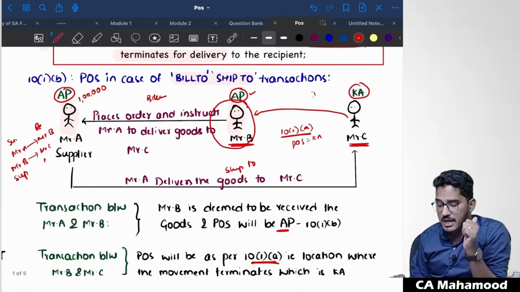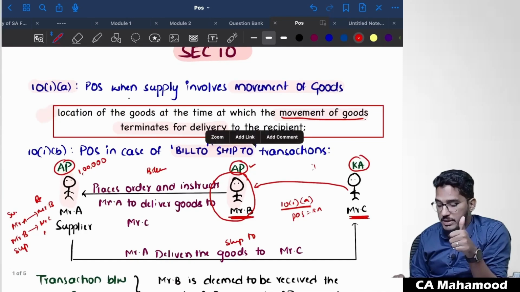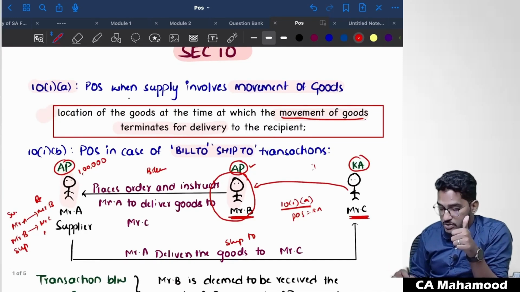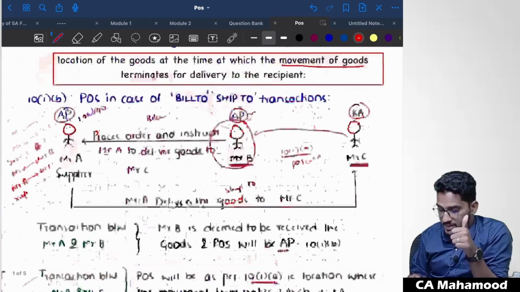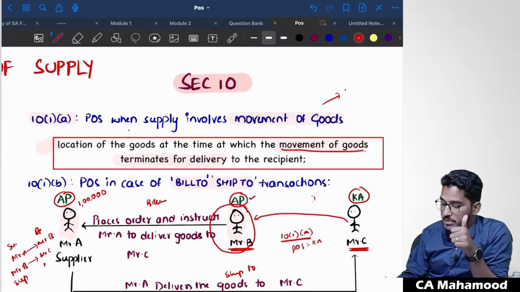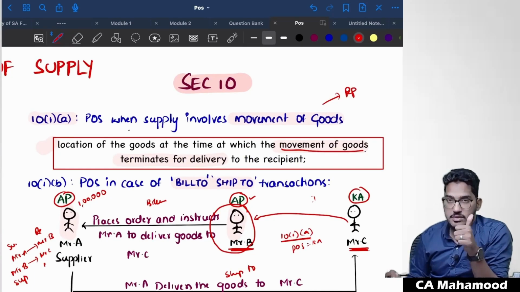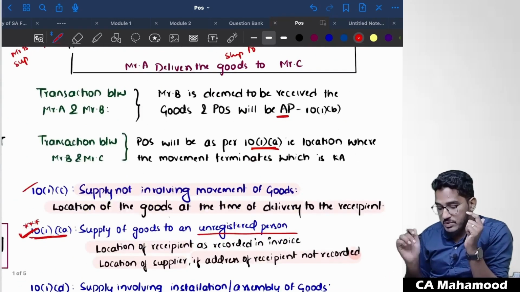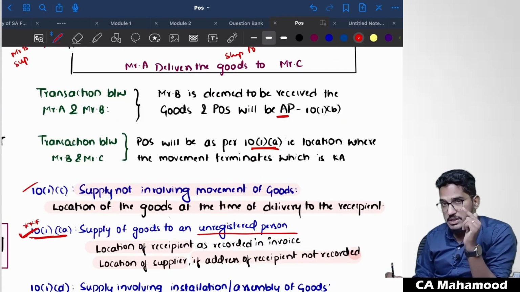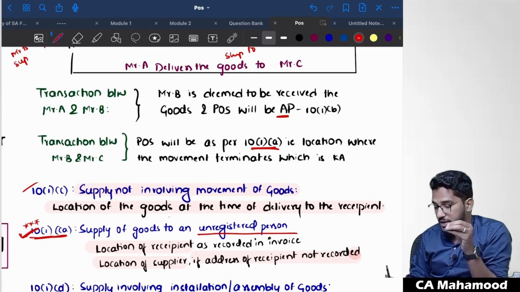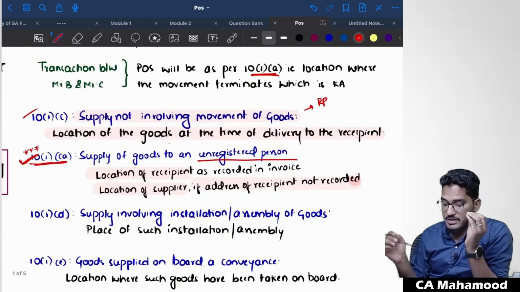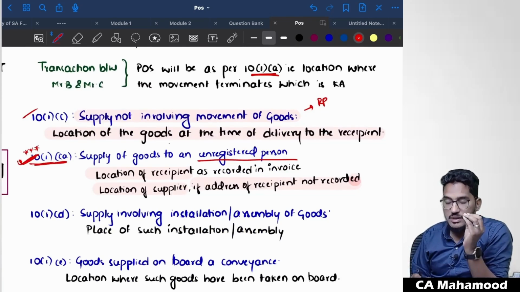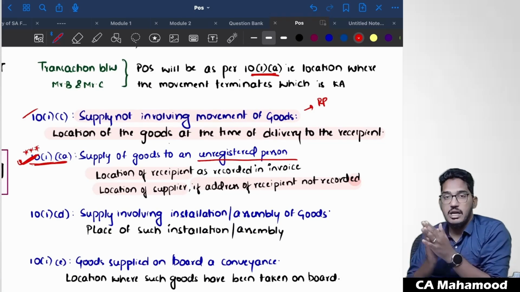So I've told you 4 cases. Section 10(1)(a) tells how to determine the place of supply for supplies which involve movement of the goods. Because of the introduction of Section 10(1)(ca), this will now become applicable only when the recipient is a registered person. Section 10(1)(b) is a special case which is talking about only bill to ship to transactions. Section 10(1)(c) tells how to determine the place of supply in case the supply does not involve movement. This also will become applicable when the recipient is a registered person. However, if the recipient is an unregistered person, then specifically Section 10(1)(ca) will become applicable.